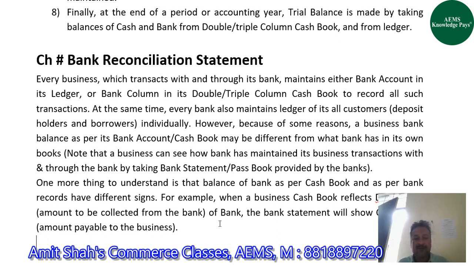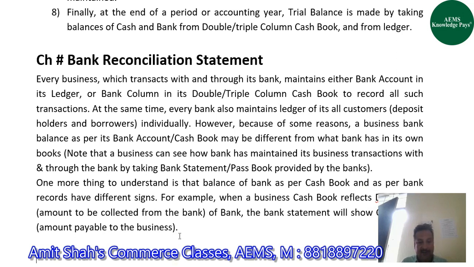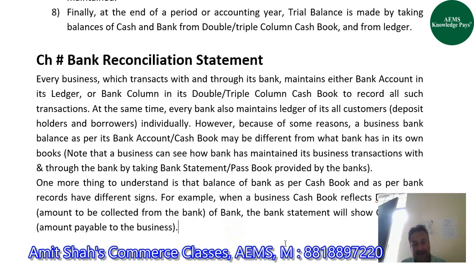Guys, one more thing you must understand: the balance as per cash book and balance as per bank statement have different signs. If our cash book reflects debit balance of bank, then bank statement will show credit balance of bank. A debit balance in our cash book means that much of amount we have to collect from the bank, and the same amount the bank has to pay to us, and that is why bank statement will show it as a credit balance. Because for bank, we are a creditor.